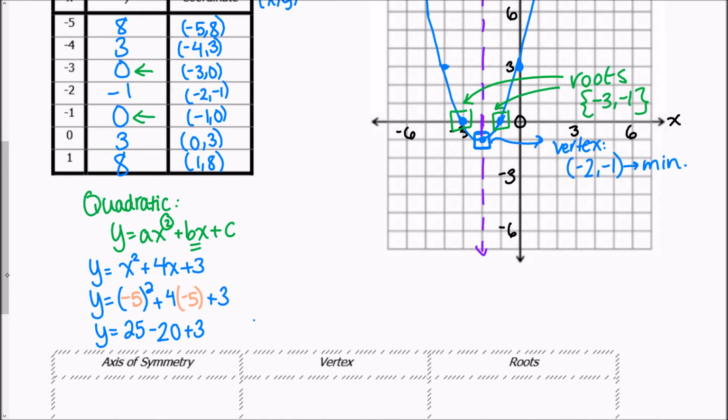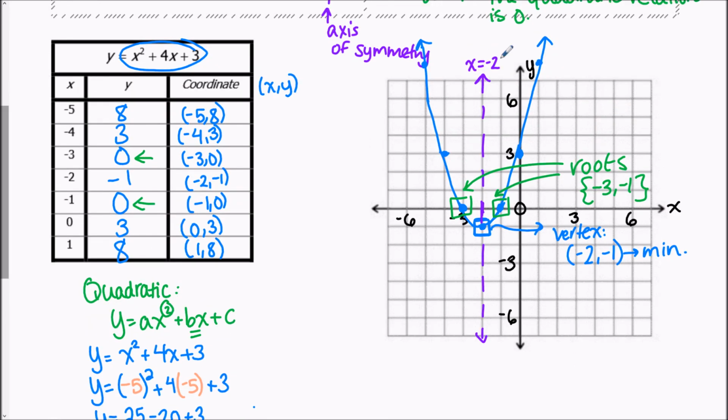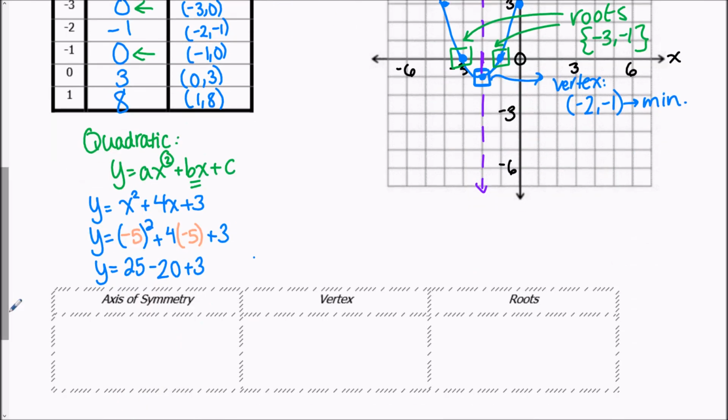Okay? So now that we've done that, we'll just fill in our information right here, and then we'll be good to go for this video. So here, it asks us to put in our axis of symmetry. Well, we know our axis of symmetry is going to be the line x equals -2. Then we need to fill in what our vertex is, and we figured out our vertex is right here, and it's the point -2, -1, and we also know that it is a minimum because it's the lowest point.